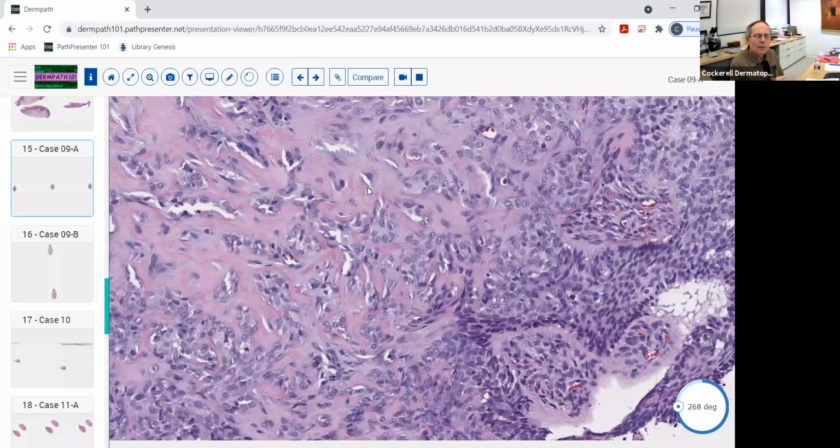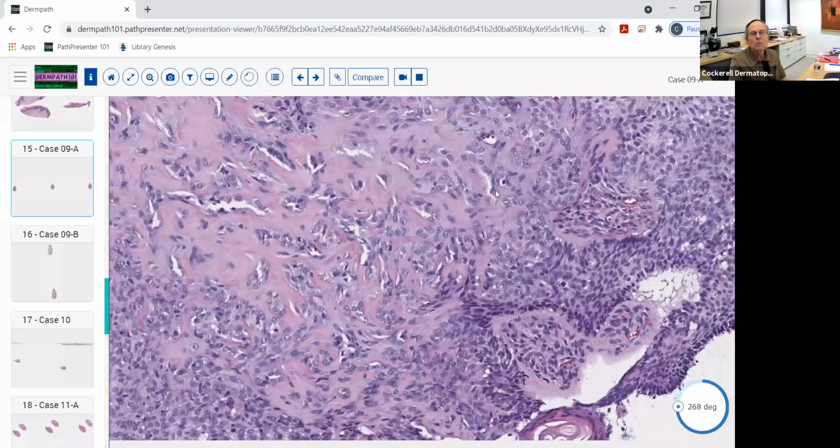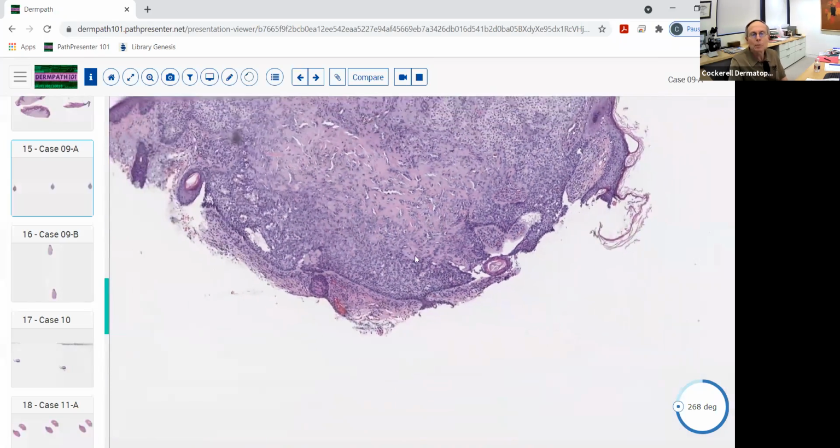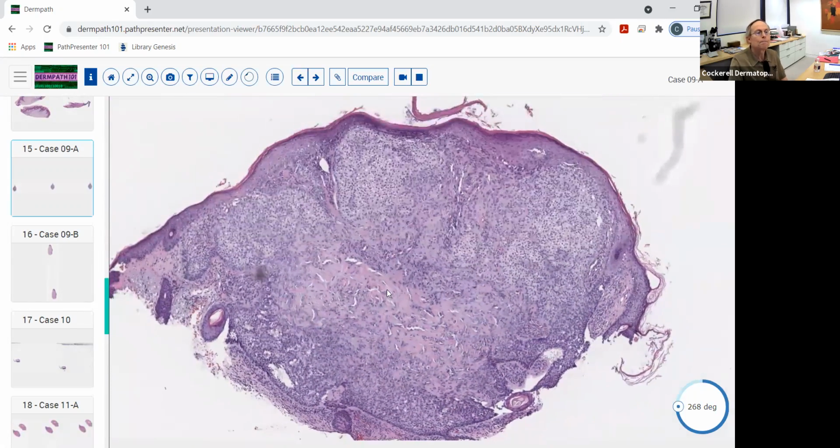I'm not sure that they've really looked at this in detail, but the desmoplastic type are not as commonly seen in Cowden's as they are just kind of sporadically. Usually they're not desmoplastic in Cowden's. I wouldn't say that they couldn't be, but this just happens to be a desmoplastic trichilemmoma in this situation.